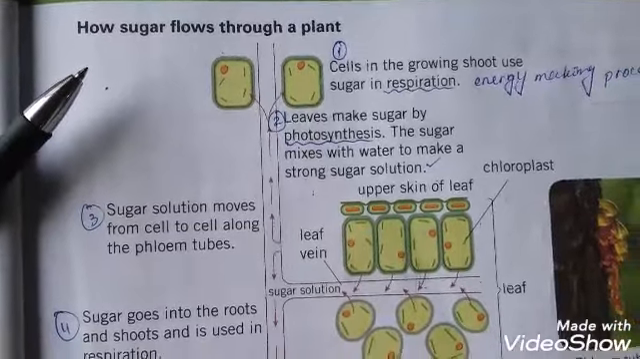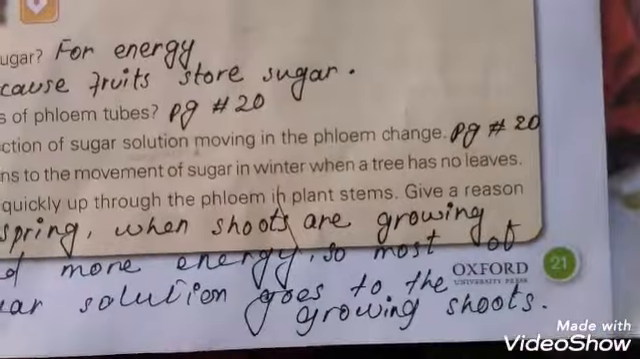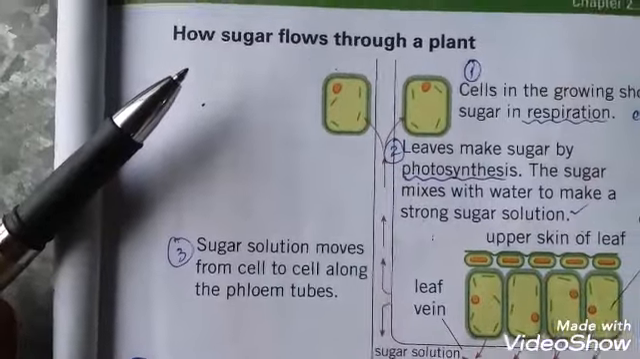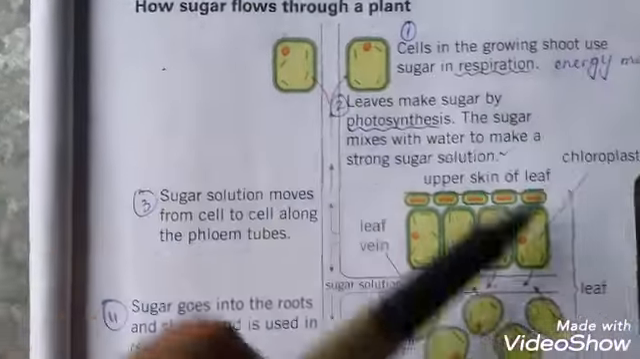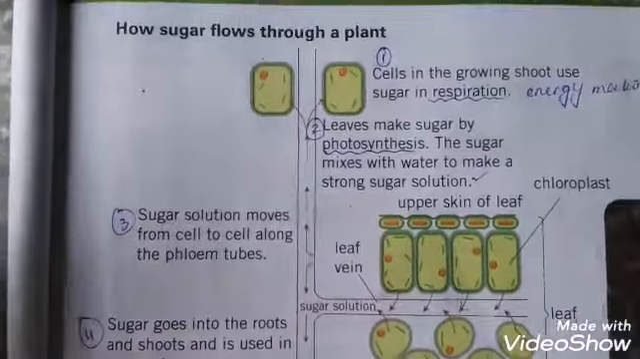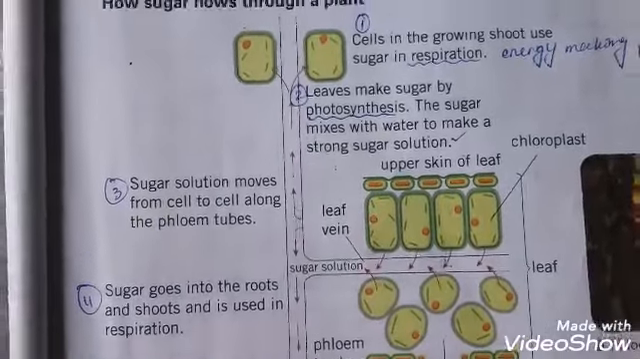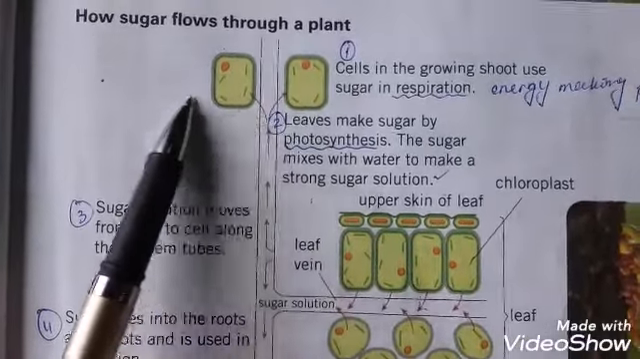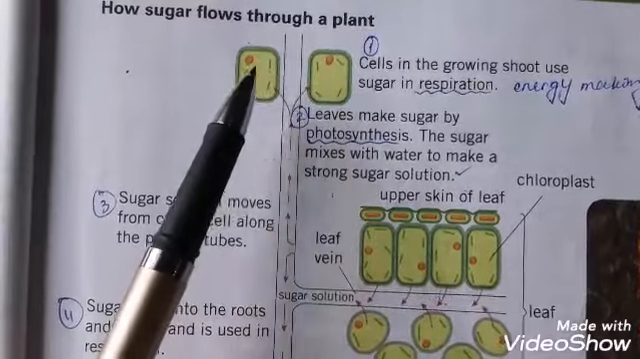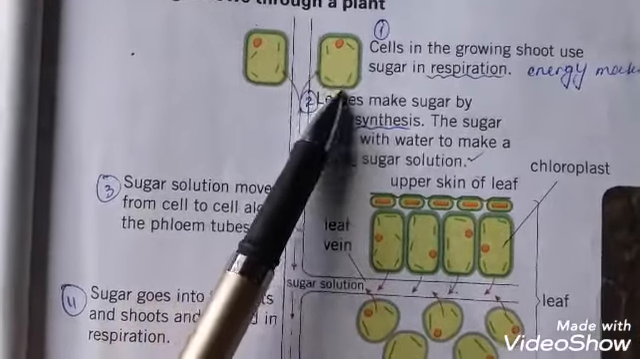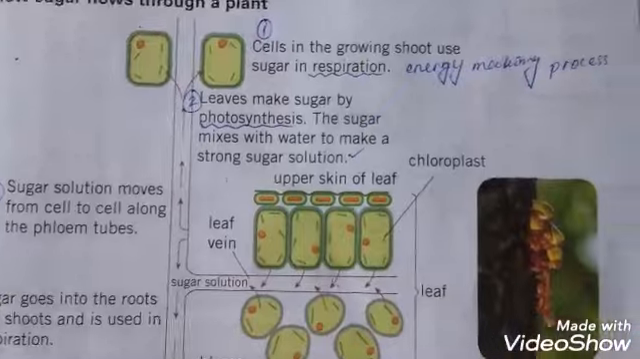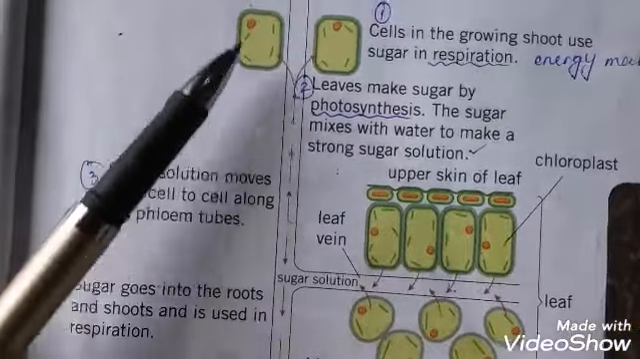Dear students, the next topic is on page number 21: how sugar flows through a plant. This is the whole structure of the transport of sugar solution in the plant. So first step, you can see that cells in growing shoots use energy, sugar, and respiration. Respiration is the energy making process in the plant.